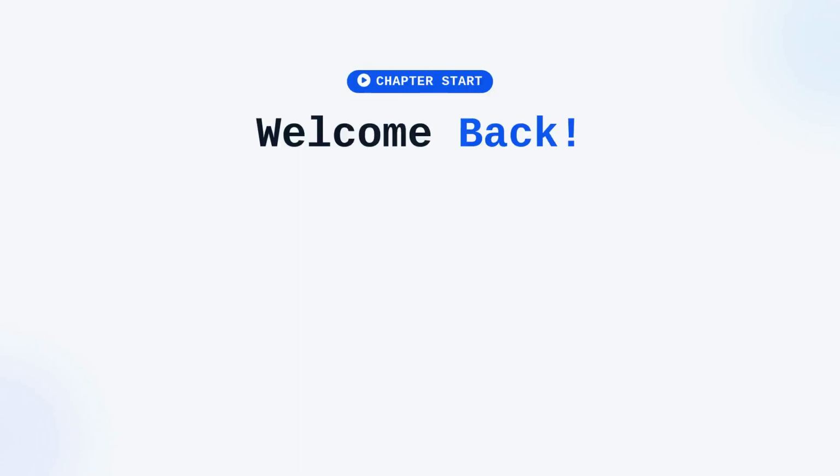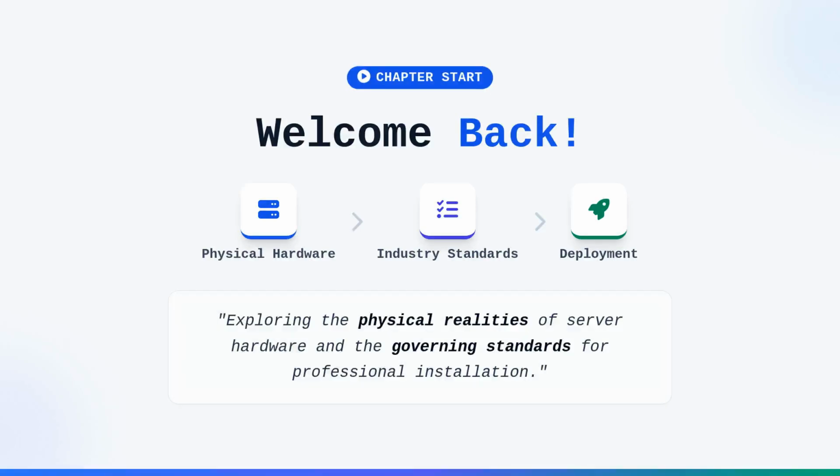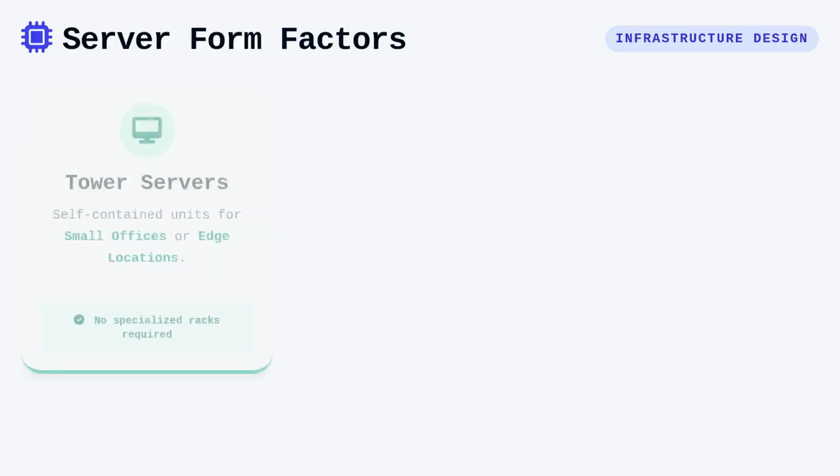Welcome back. In this chapter, we will explore the physical realities of server hardware and the standards governing their installation and deployment. Server form factors dictate how hardware is physically arranged within a data center to maximize density and thermal efficiency. Tower servers, often resembling large desktop computers, are self-contained units that require no specialized racks, making them suitable for small offices or edge locations where infrastructure is minimal.